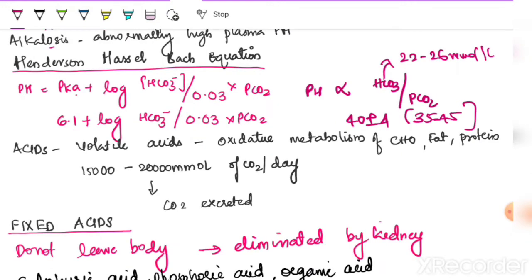Now, there are other volatile acids. These volatile acids are produced by the oxidative metabolism of carbohydrate, fat, and protein. Normally, 15,000 to 20,000 millimoles of CO2 is produced per day. And this excess CO2 is excreted through the lungs as carbon dioxide.